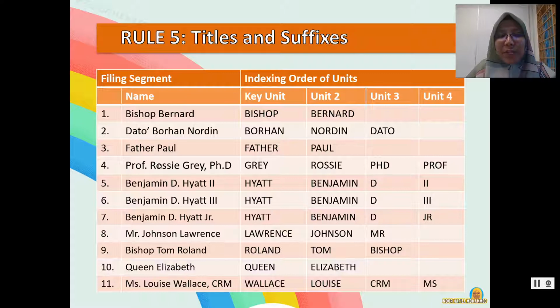Okay, for this one, Prof. Rosie Gray PhD, you have a title and you have the professional suffix. When you have a title and professional suffix, please do remember the title will be the last unit. So Prof will be the last unit, PhD the suffix will be the third unit, and this is the personal name, so Gray, the last word, will be the key unit. So Gray, Rossi, PhD and Prof.